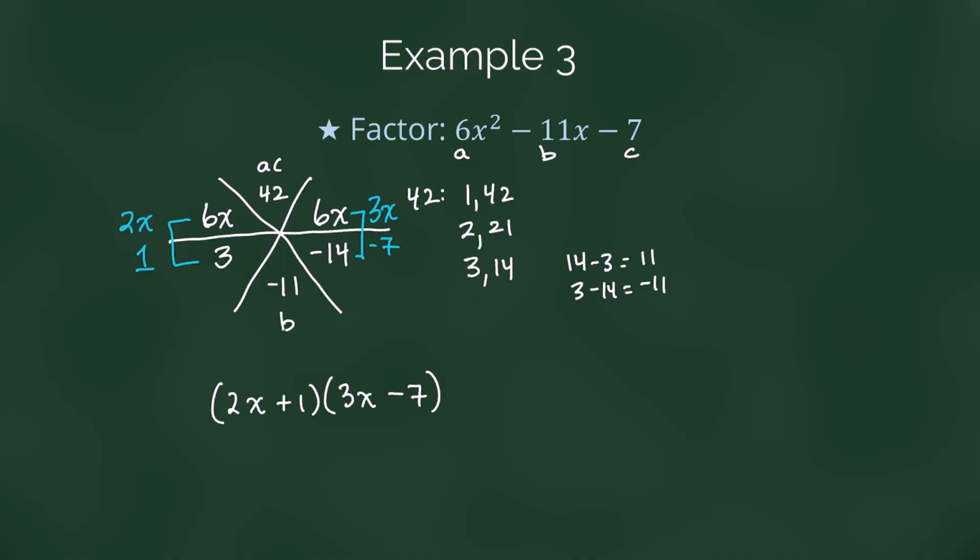Let's check our work. That is 6x squared minus 14x plus 3x minus 7, which is in fact 6x squared minus 11x minus 7. And so this is our correct final answer.